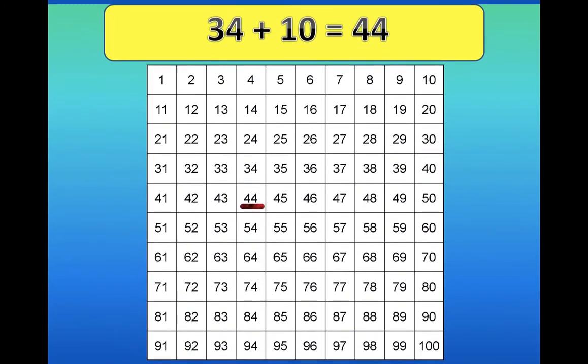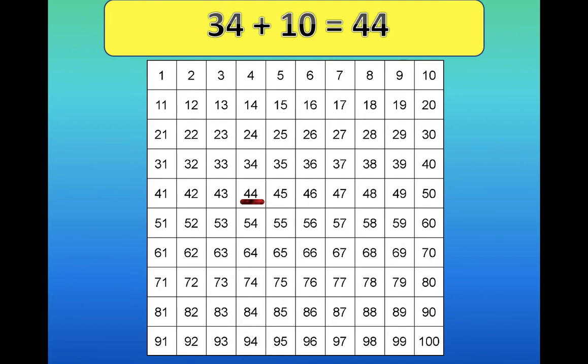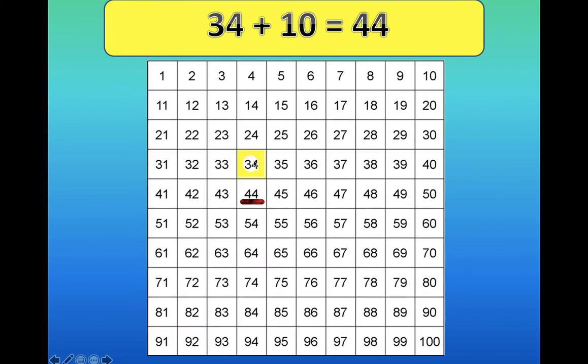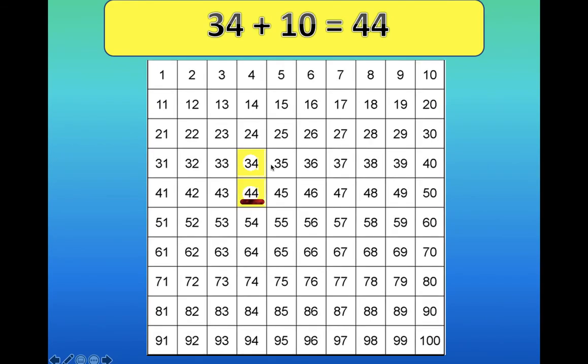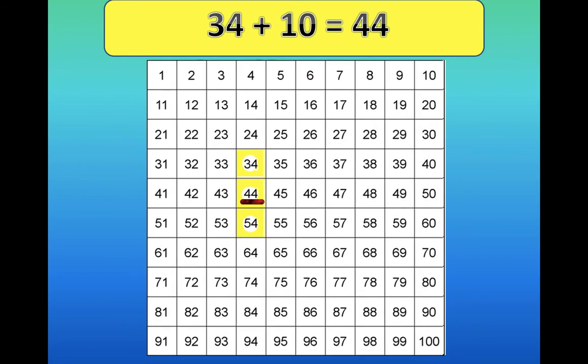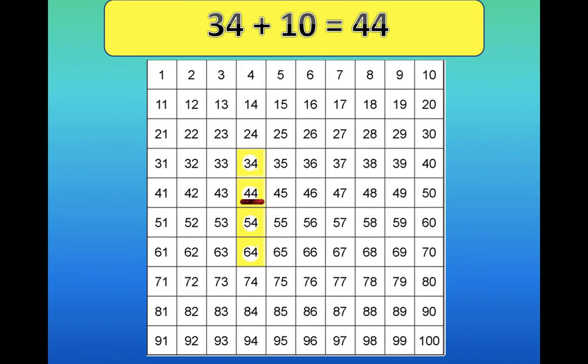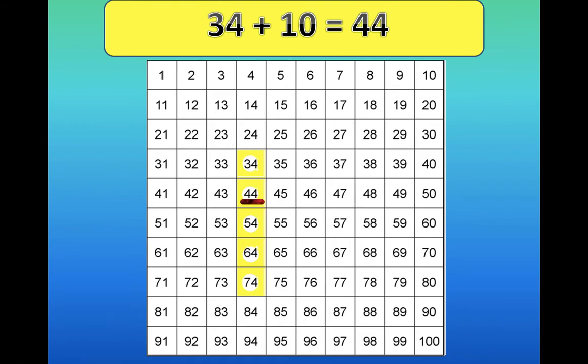Now let's have a look at the same sum in the number chart. We had the number 34. When we added 10 to this, it became 44. And now, when we add 10 to this number 44, we will get 54. And when we add 10 to 54, we will get, well done, 64. And when we add 10 to this 64, we'll get 74. And it keeps going. Excellent.